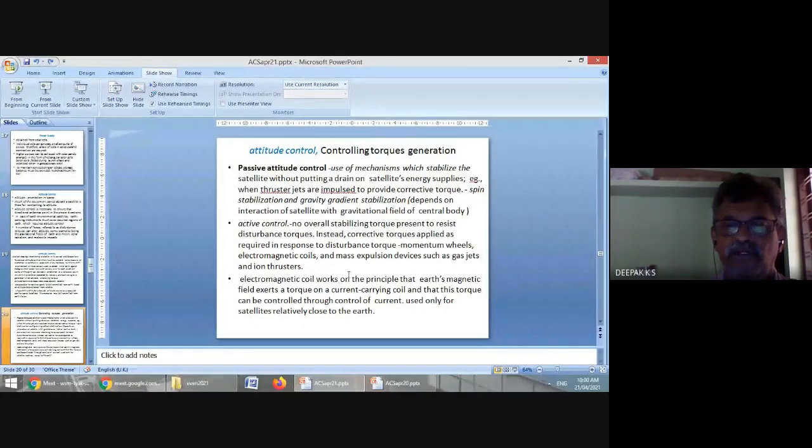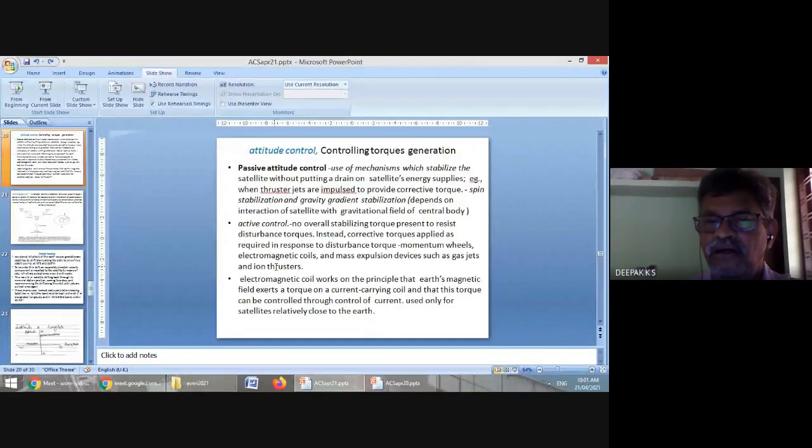One method is the electromagnetic coil, which works on the principle that a magnetic field exerts a torque on a current carrying coil, and this torque can be controlled through the control of current. This is only for satellites relatively close. This is one method; there are many methods. We are not going into details of any of these methods. However, we need to know that controlling torques are to be generated to correct this attitude.